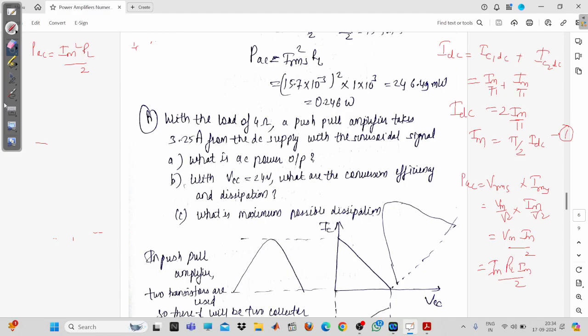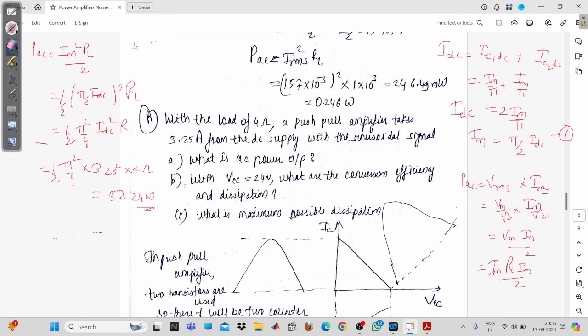Now Im, I think you have already evaluated, is pi by 2 into IDC. So PAC is 1 by 2 into pi square by 4 into IDC square into RL. Putting down all the values, IDC is given to us, that is 3.25 ampere. So 1 by 2 into pi square by 4 into 3.25 square into 4 ohm load. So this is the value, I think it is 52.124 watt. This much AC power is going to come.